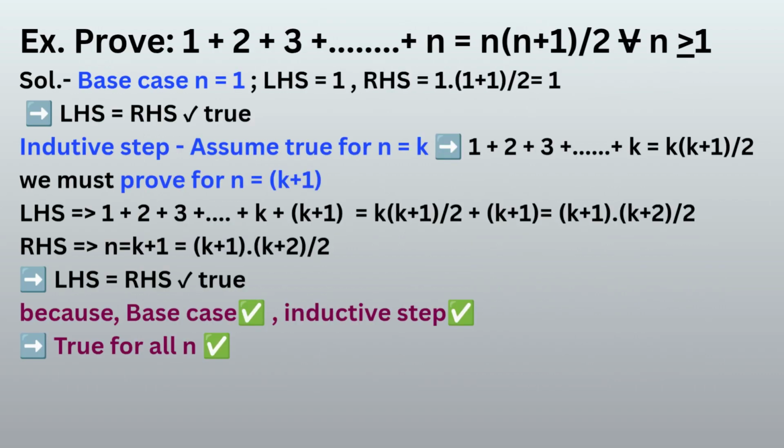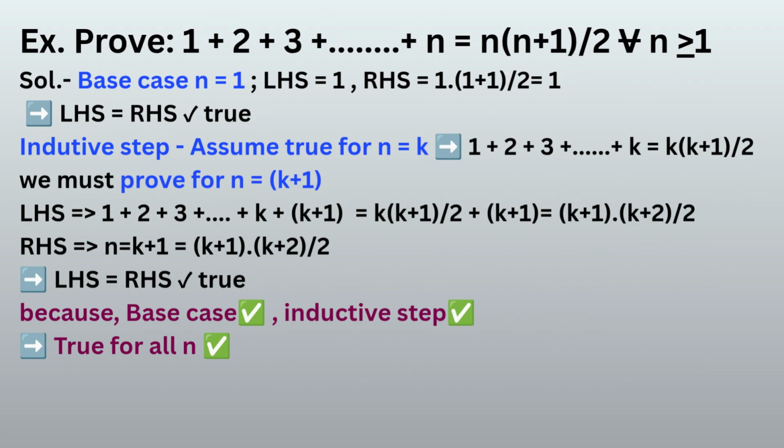Now, let's apply all this theory to our first simple and famous example using mathematical induction. Our goal is to prove that the sum of first n natural numbers is equal to n times n plus 1 divided by 2 for all natural numbers. First, we check the base case. That means we put n equal to 1 and verify both sides. When n is equal to 1, the left side becomes 1 and the right side becomes 1 times 2 divided by 2, which is also 1. So the base case is verified successfully.